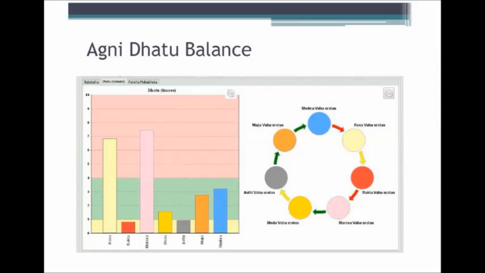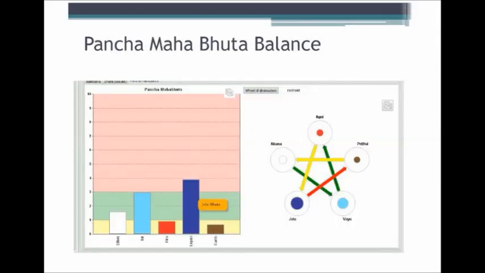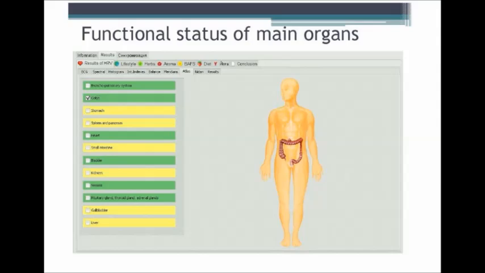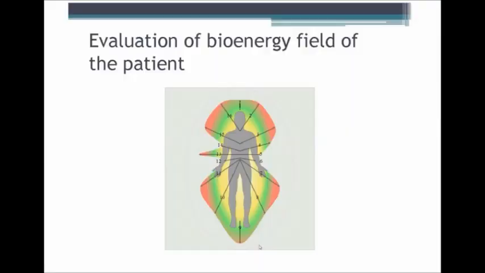We have taught VedaPulse to evaluate the state of tissues, or Agni Dhatu. By Pancha Maha theory, we learned how to evaluate the excess or lack of certain elements in the body of a certain person. And a very important thing about VedaPulse is that it helps to find out the functional abnormality in the body of the patient.